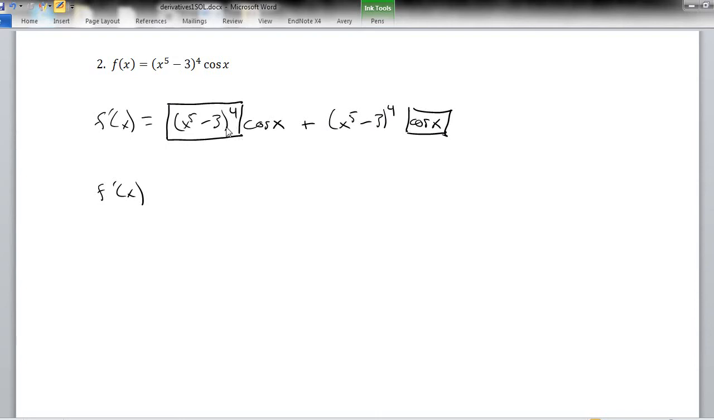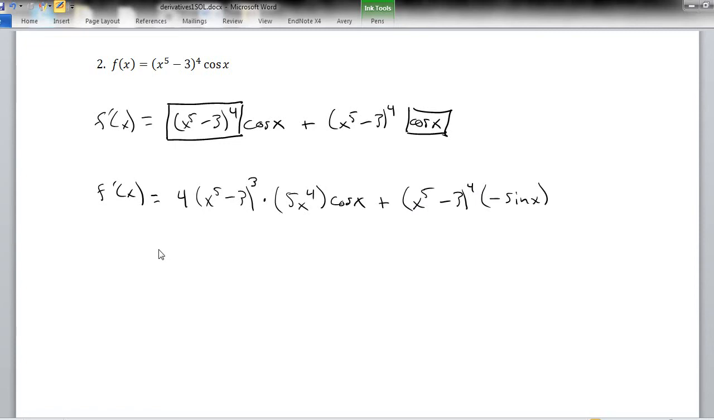For the first one here, I need to use the chain rule. So it's going to be circle the inside function x to the fifth minus 3. Then I have that circle to the fourth power, so the derivative of that is 4 times circle to the third power times the derivative of the inside, which is 5x to the fourth, and the negative 3 has a derivative of 0, so I don't have to write that. Okay, so that's the derivative of the thing in the box, and then I have the cosine x here as well, and I'm going to add on x to the fifth minus 3 to the fourth power times the derivative of cosine x, which is negative sine x.